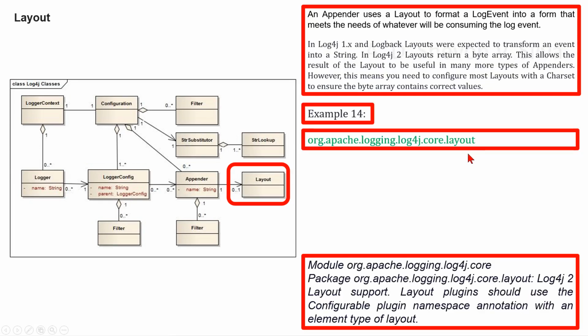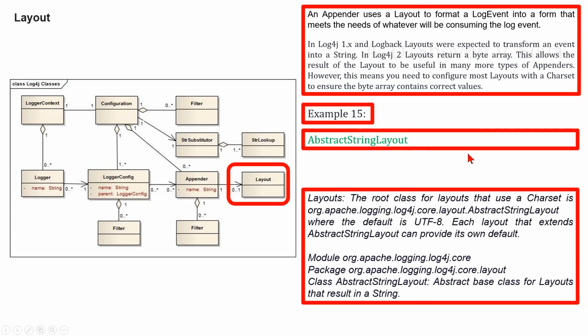Now we are considering the package org.apache.logging.log4j.core.layout in module org.apache.logging.log4j.core. Log4j 2 layout support. The layout plugins should use the Configurable plugin namespace annotation with an element type of layout. Now we are considering layouts. The root class for the layouts that use a charset is AbstractStringLayout, where the default is UTF-8. Each layout that extends AbstractStringLayout can provide its own default.